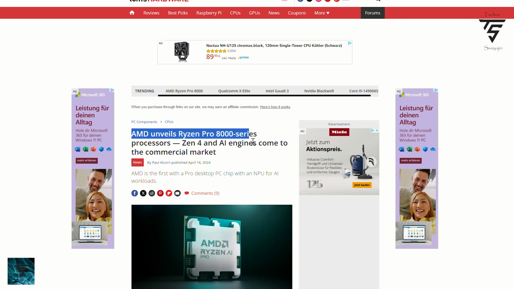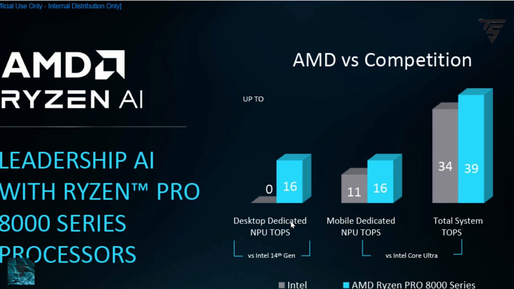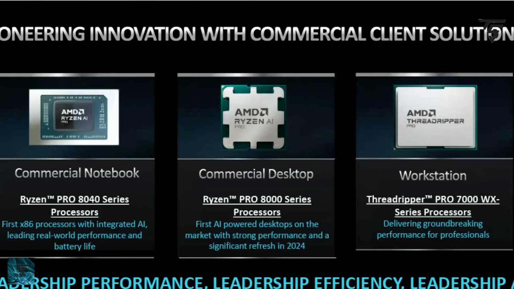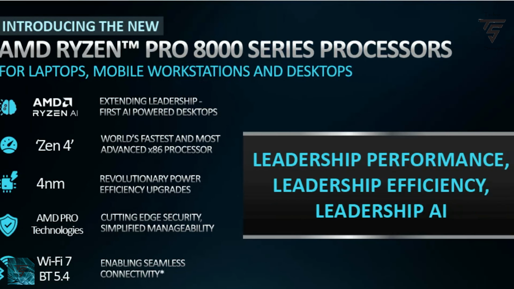Next up, AMD has unveiled their Ryzen Pro 8000 series processors, and it is based on Zen 4, and it comes with Ryzen AI. As you can see, they are showing upwards when compared to the competition. Desktop dedicated NPU TOPS is 16. Mobile dedicated NPU TOPS is 16, and total system TOPS when compared to Intel's 14th gen and Intel's Core Ultra is like 39 TOPS. But it is to be expected because Intel's CPUs are not programmed with NPUs, so it won't be possible in the desktop segment. But yeah, they had just released their Ryzen Pro 8000 series for the desktop. And it comes with XDNA NPU cores, the CPU comes with Zen 4, and the GPU comes with RDNA 3, which is a nice thing overall.